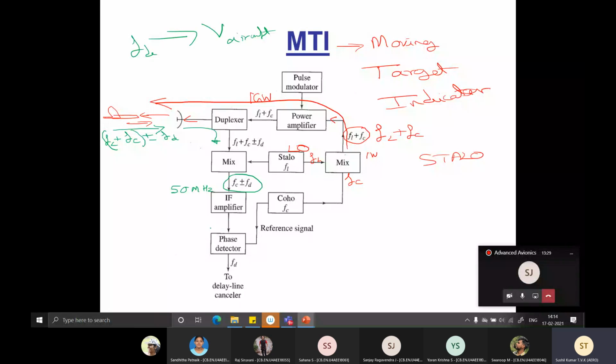Now there is one important thing which happens. There is something called a coherent oscillator. Now this serves as the base for the outgoing signal, and this is again fed into a block called the phase detector, which is basically detecting the phase difference between the incoming signal and the outgoing one, the COHO. And this goes into something called a delay line canceller that I'll tell you later. Now we'll just see what this phase detector is, because you have not come across this term.